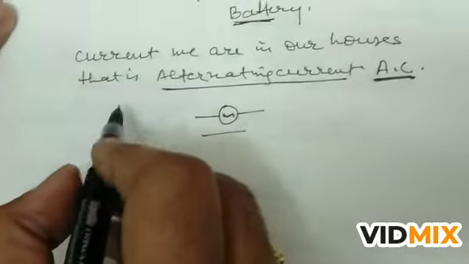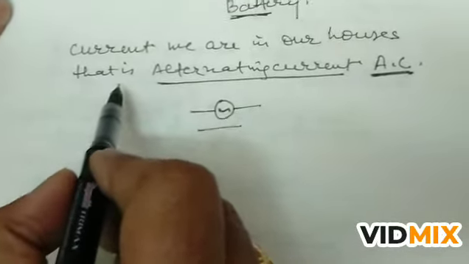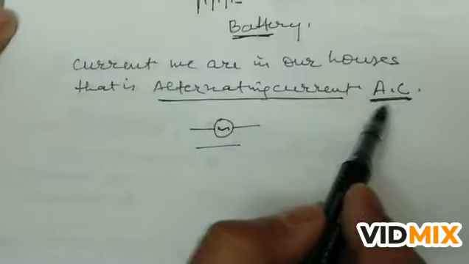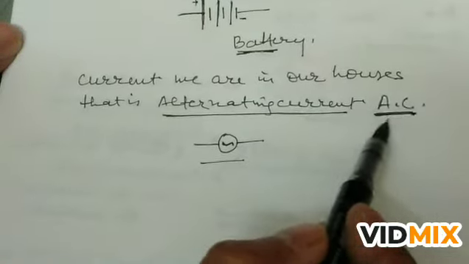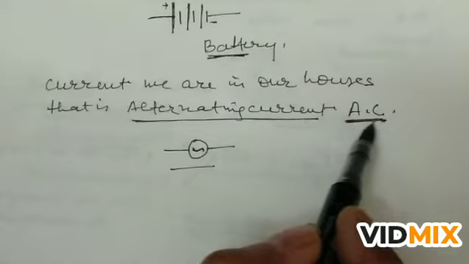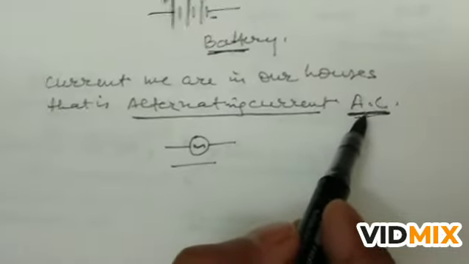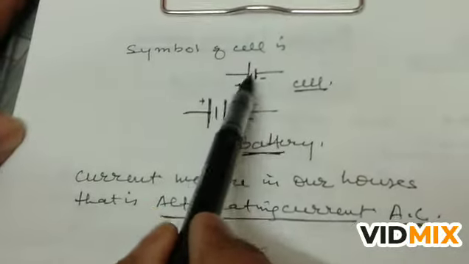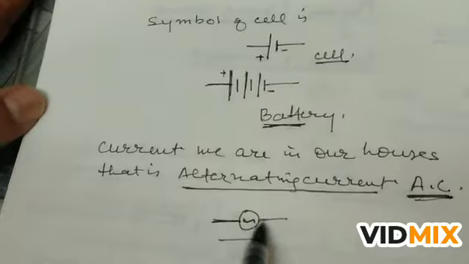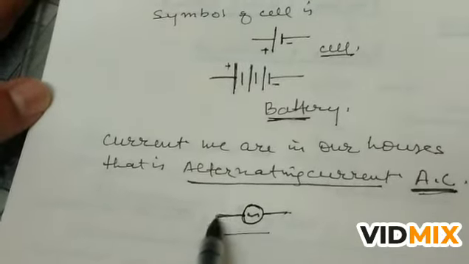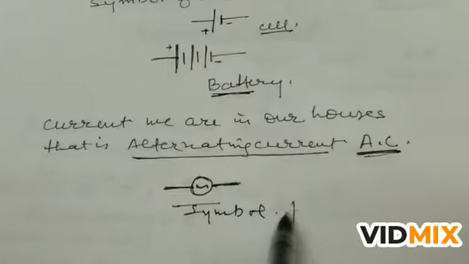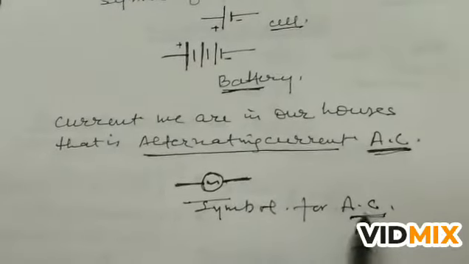So today I discussed two sources of current. One is DC and the other is AC. In DC we are using cell, and the second one is AC, alternating current. We are using a generator for this, on which so many appliances in our houses run. The symbol for DC is cell, like positive and negative, and the symbol for alternating current is this type of symbol, which we use in a circuit where we are using alternating current. Symbol for AC, alternating current.